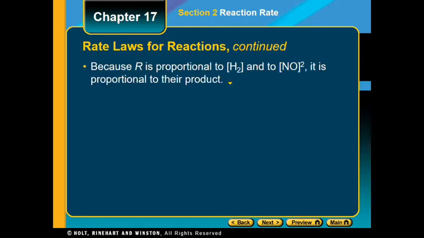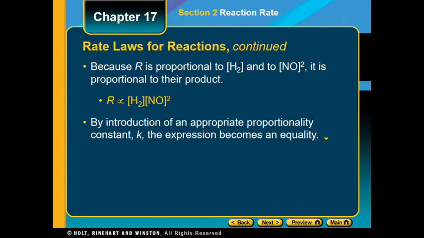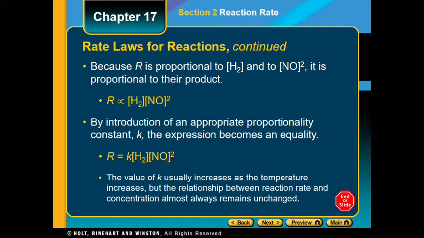So because the rate is proportional to the hydrogen concentration and the nitrogen monoxide concentration squared, it is proportional to their product. So now we're getting to how you would set up this equation if you actually wanted to calculate the rate. And here we introduce a constant k, so that rate would equal the constant times these concentrations, how they are set up. The value of k usually increases as the temperature increases, but the relationship between reaction rate and concentration almost always remains unchanged.